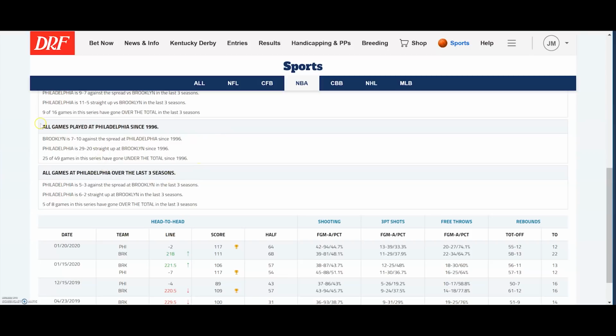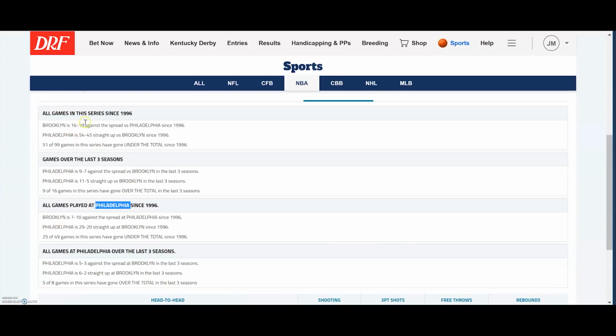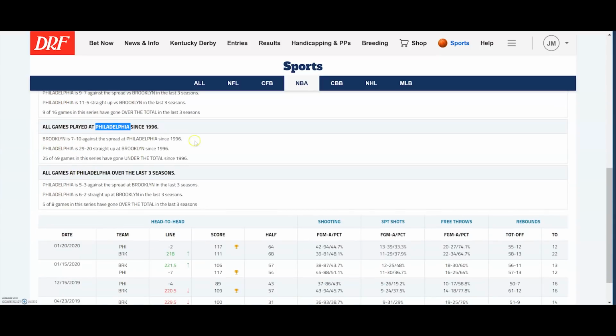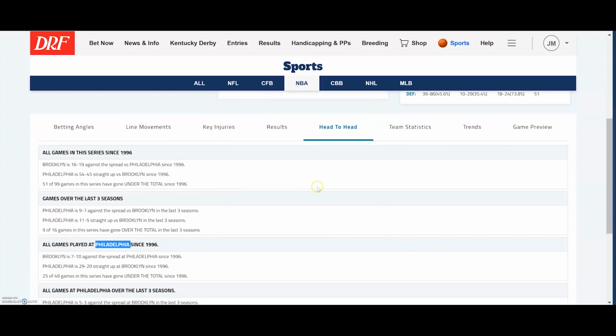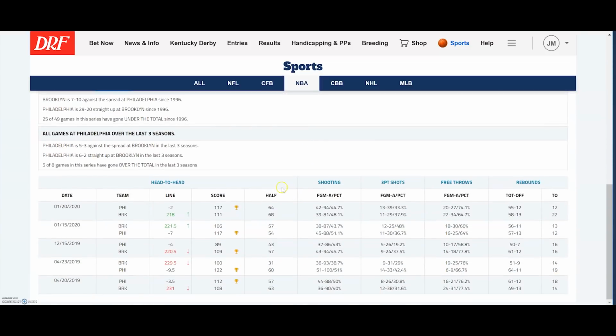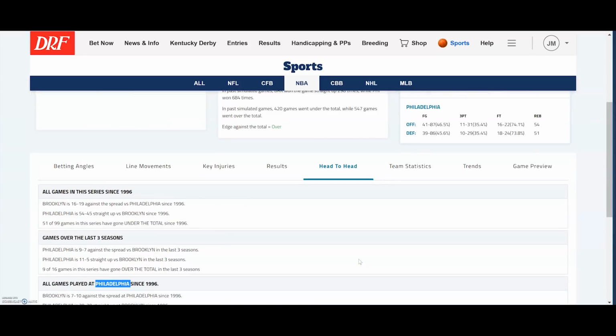One thing to note, we will only display summaries for games that are played at the location of that night's game. So we'll either show you all the games or games played at Philadelphia. We won't show you a summary of games played in Brooklyn since it's not relevant to the current game. And then finally, we'll display the most recent games in a more detailed format beneath the summary.